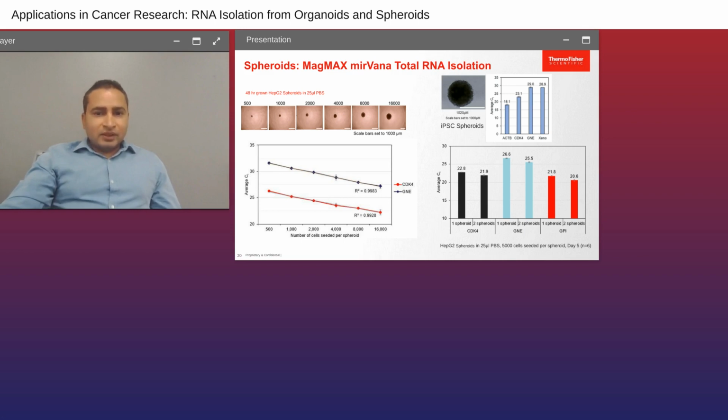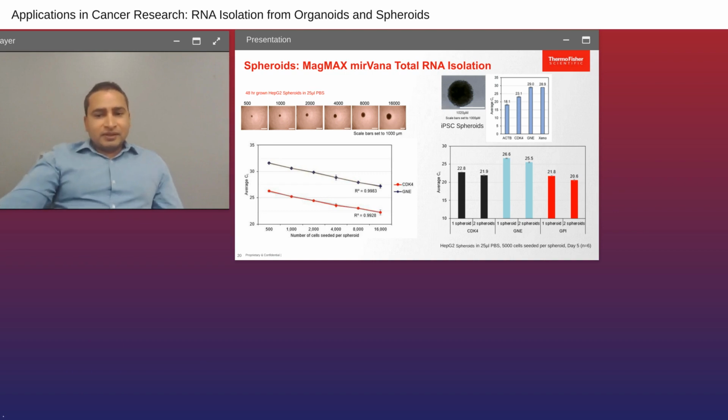On the top right, you can see we looked at spheroids generated from induced pluripotent stem cells, or iPSCs. These were significantly larger in size compared to the HepG2 spheroids on the left. We performed an extraction using the MagMAX Nirvana kit and looked at gene expression profiles from these spheroids. We also included an internal positive control, the GeNorm RNA spiking control, to compare the performance of the kit and check for RNA inhibition from these samples. And we saw the expected CT values for the gene expression, suggesting the absence of inhibition from RNA isolated from these iPSC spheroids. So this suggests that the MagMAX Nirvana kit can efficiently be used to isolate RNA from spheroids from iPSCs and also from HepG2 cultured cells.